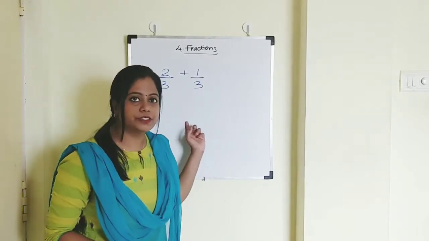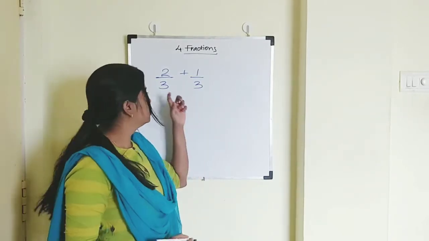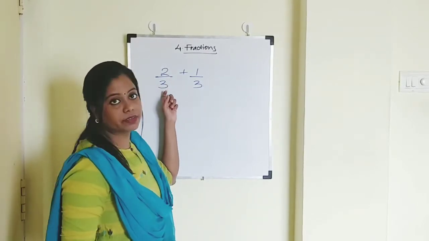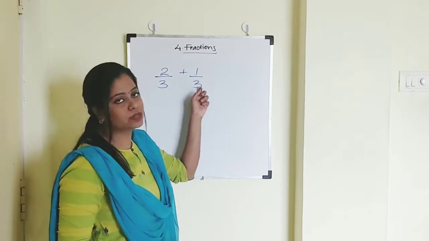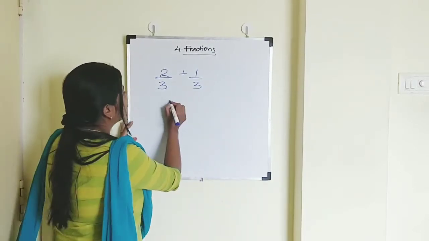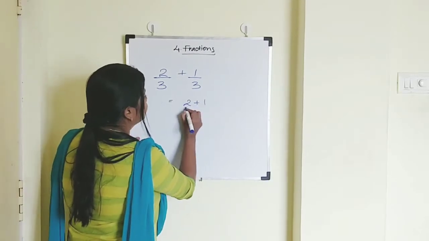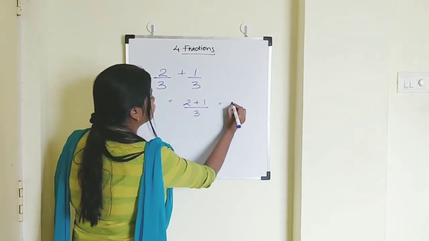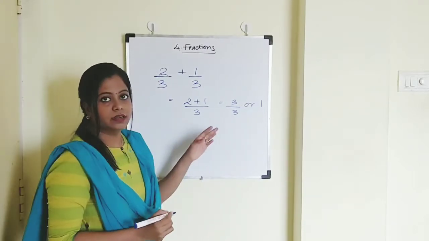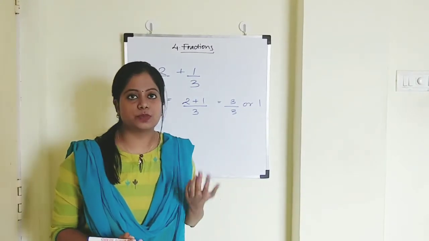This kind of addition is very easy because the denominators are same, right? This fraction has 3 as the denominator and this one also has 3 as the denominator. So adding such fractions is very easy. 2 plus 1 by 3 is equal to 3 by 3, or 1. Correct? So when you get such a fraction, it is very easy.